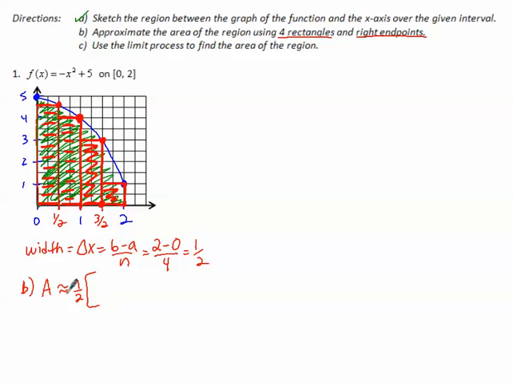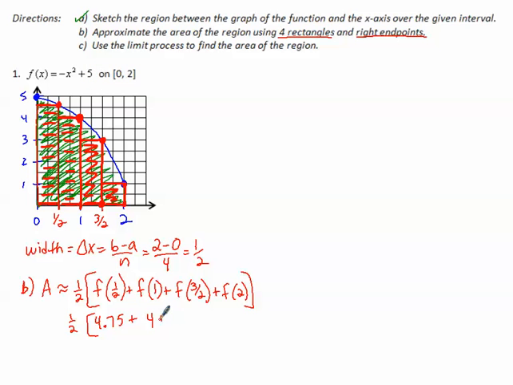So our area is approximately equal to this estimation, the function value with the first x coordinate plugged in that we come to, plus the function value with the second x value, and then 3/2 and then 2. The right endpoints each time. So this means plugging them into our function. Plugging them in here, we get 4.75, 4, 2.75, 1, add them up, multiply, and we get that this area is approximately 6.25.